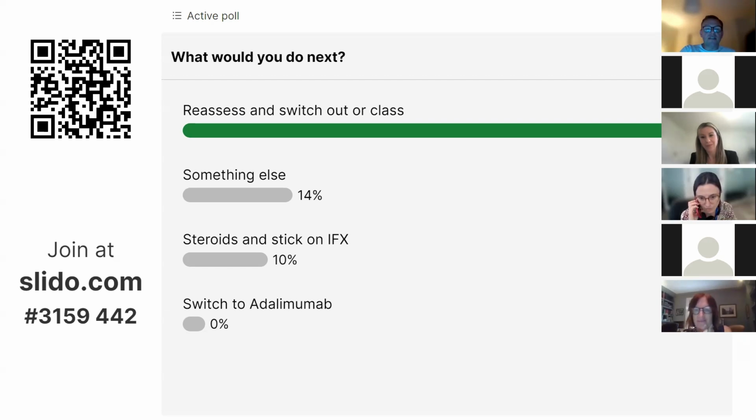are there data to suggest that subcut infliximab, unlike subcut adalimumab, is as effective as IV? So that's a question from Anne Griffiths, and I'm going to answer that towards the end, I think, just so I can fully understand the question. So everybody who wanted to switch to adalimumab is now put off by this situation. So most people want to reassess and move out of class.